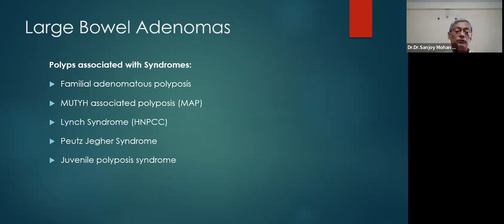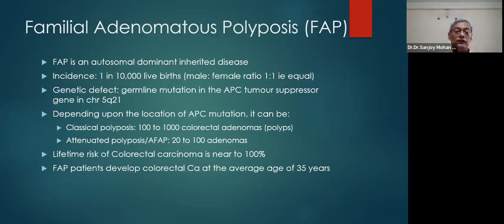Now, large bowel polyps: polyps associated with syndromes include FAP, MAP, Lynch syndrome, Peutz-Jeghers syndrome, and juvenile polyposis. We'll discuss now familial adenomatous polyposis. FAP is an autosomal dominant inherited disease. Incidence is 1 in 10,000 live births. The female to male ratio is equal. The genetic defect is a germline mutation in the APC tumor suppressor gene on chromosome 5q21.